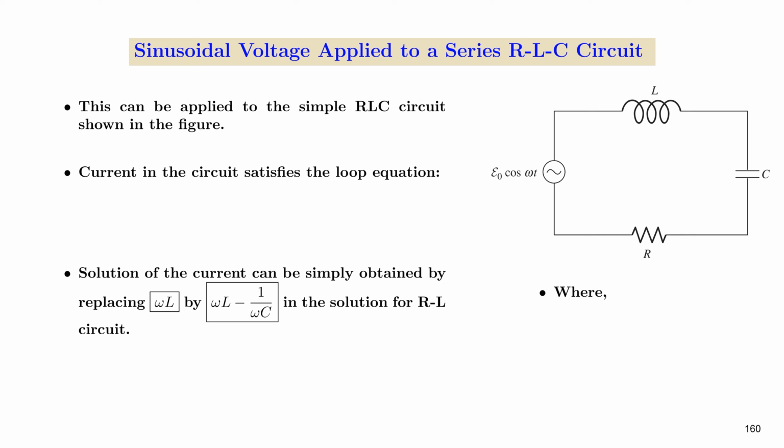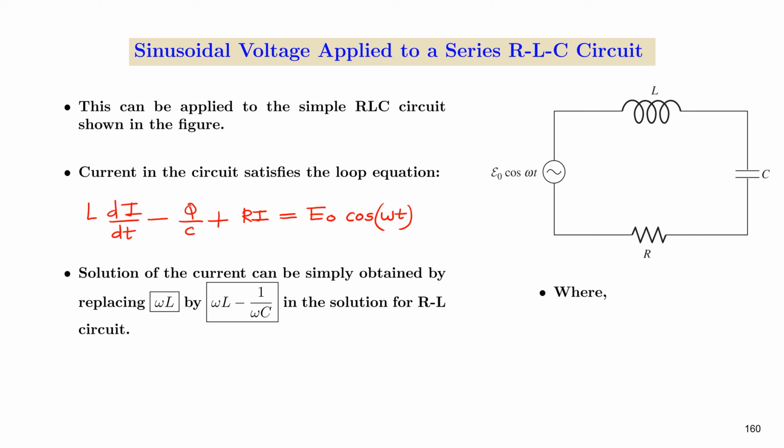We now connect a resistance to the LC combination and an AC power supply E0 cos omega t. The current in the circuit satisfies the loop equation L di by dt minus Q by C plus Ri equal to E0 cos omega t. As we have done in all the previous analysis, we can find the solution for the current by solving this differential equation. But we are not going to do that. Instead, we are going to take a shortcut.